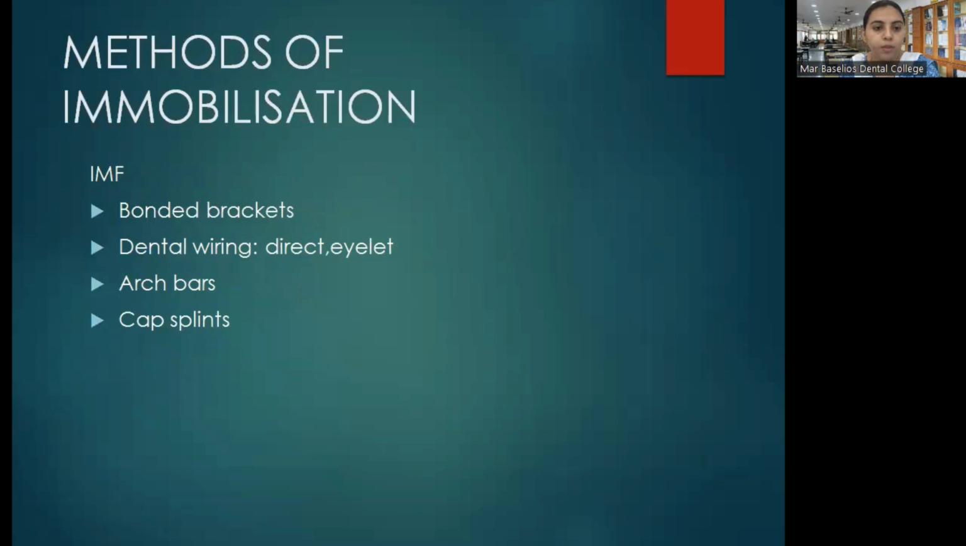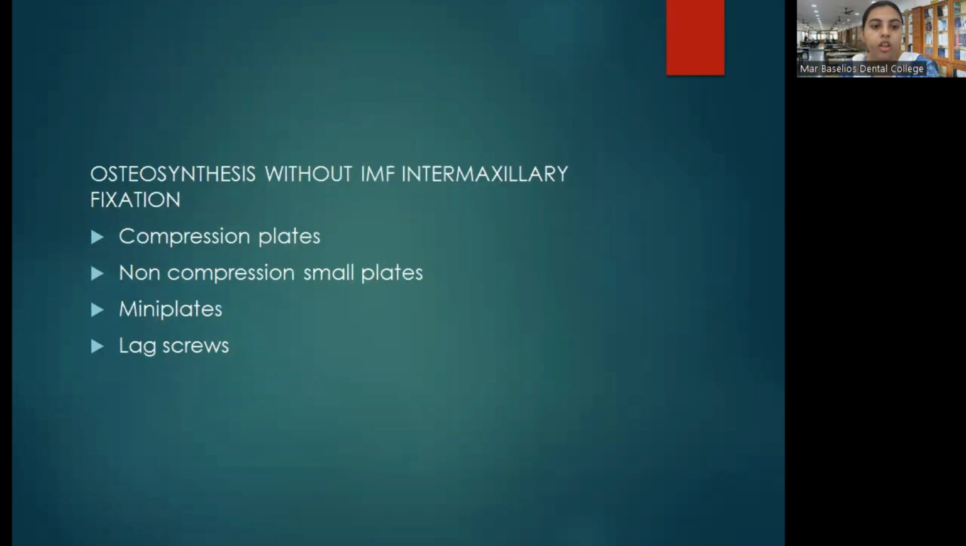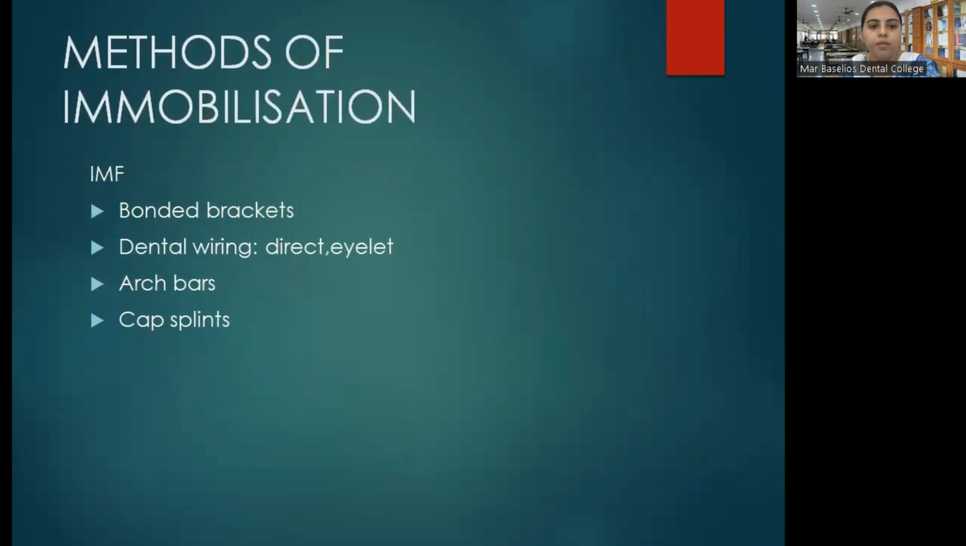Now, methods of immobilization can be classified as IMF, osteosynthesis without IMF, and osteosynthesis with IMF. Coming to the IMF, that is intermaxillary fixation, of the fracture can be done using bonded brackets as we do in orthodontic treatment. Dental wiring can be given like direct wiring or eyelet wiring. Arch bars, direct arch bars, and Erich arch bars can be given. Cap splints are also preferred in IMF.